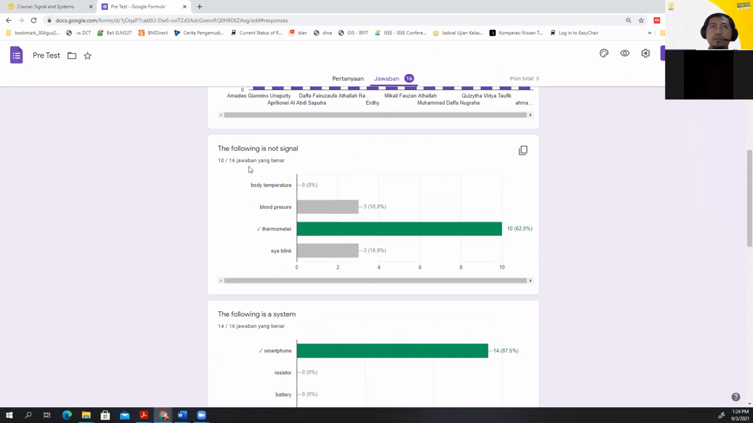Okay, maybe I will explain from number one. The following is not signal. Okay, let's check together. Body temperature. The body temperature usually tells us some information. For example, if our body temperature is around 36, it means that our body is in a good condition, right?